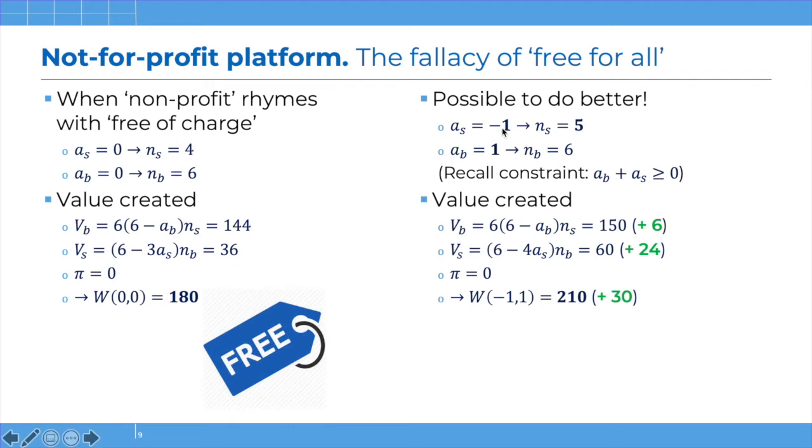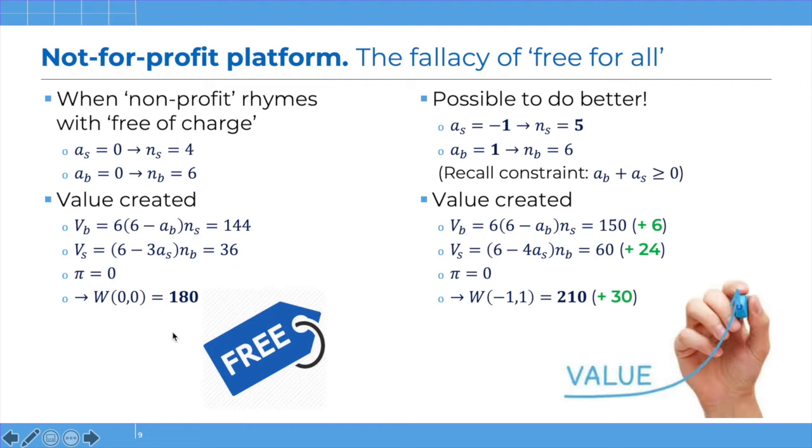But the advantage of subsidizing sellers is that you have one more seller joining, which creates more transactions and thereby creates more value for everyone. And if you do the math, which I've done here for you, you see that there is an improvement of 6 for the value for the buyers. The value of the sellers increases by 24, profit is still equal to 0, and so the new total value is 210, which is 30 above the 180 that you had before.